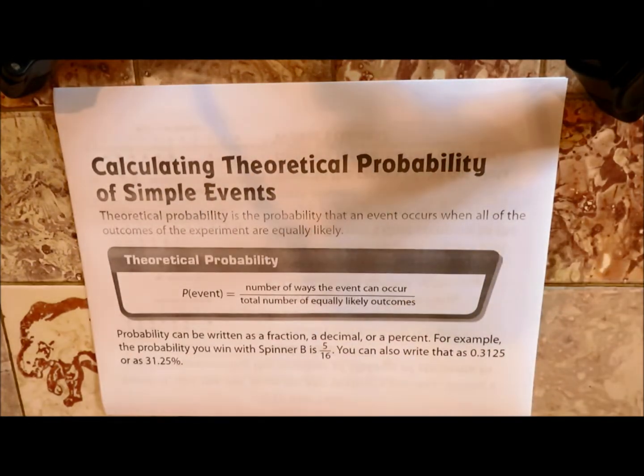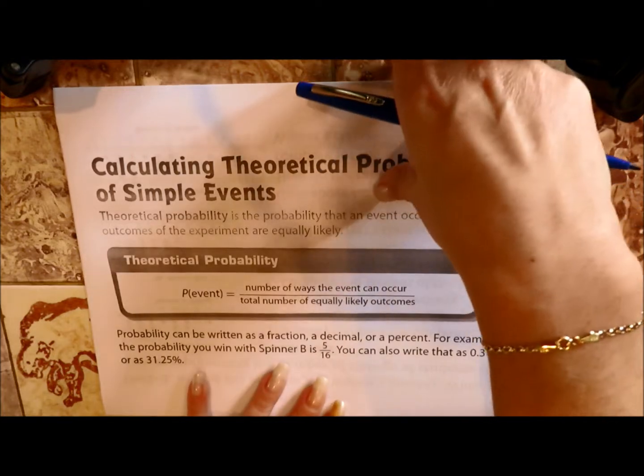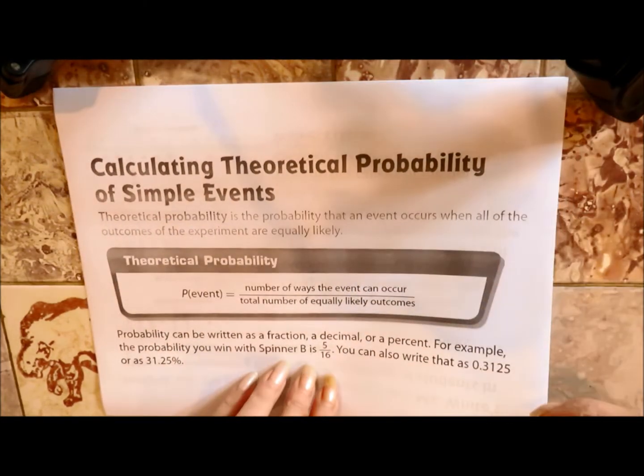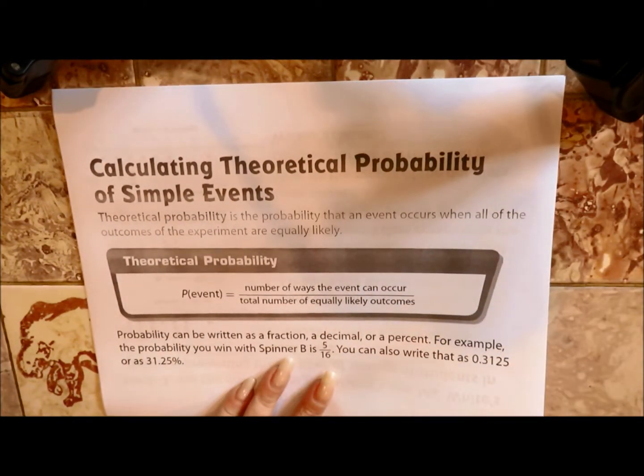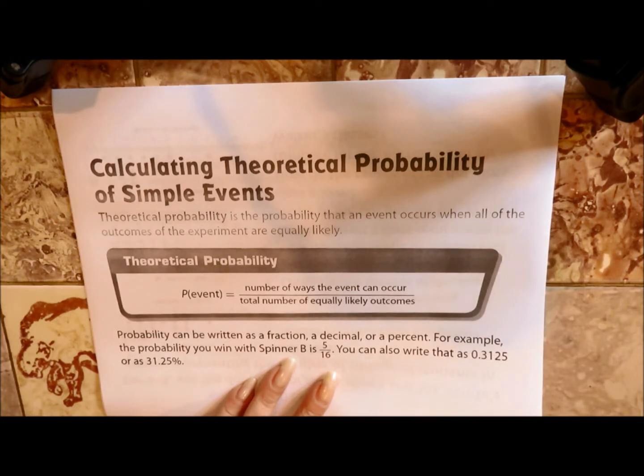All right. So theoretical probability of simple events. Remember, to calculate probability, we take the part we're interested in, the part that we're curious about, and we put that as our numerator, and then the total number of things that can happen is going to be our denominator. Once we get our fraction, we can turn it into a decimal and then use that to get our percentage.